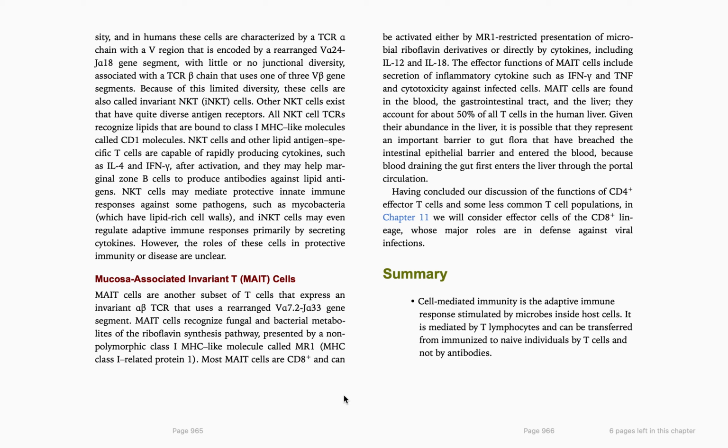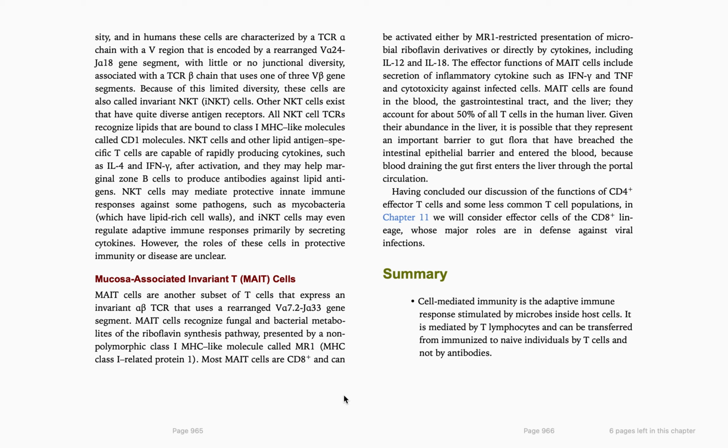Given their abundance in the liver, it is possible that they represent an important barrier to gut flora that have breached the intestinal epithelial barrier and entered the blood, because blood draining the gut first enters the liver through the portal circulation.